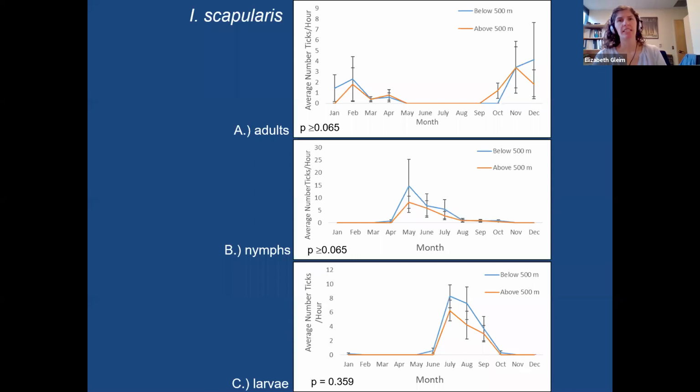Now, we also looked at elevation with our black-legged ticks, and we found no significant difference in abundance above and below 500 meters. So that does seem to refute the idea that black-legged ticks cannot occur above 500 meters. But it also doesn't necessarily indicate that they prefer high elevation either. I'll talk a little bit about some of the limitations in our particular study with that conclusion, but again, no significant difference in elevations that we were able to detect.